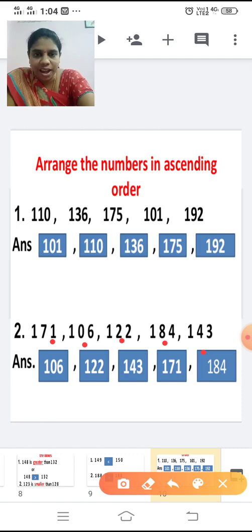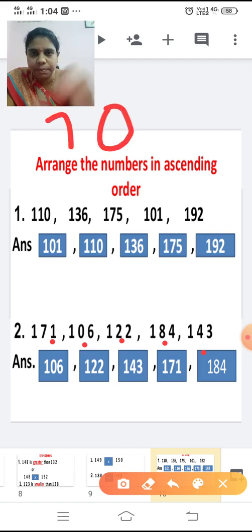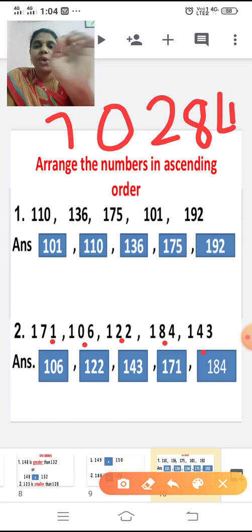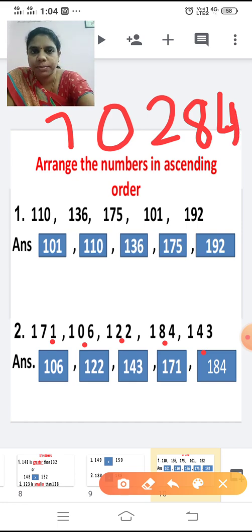So first come see the hundreds place. All the numbers we have 1. So now see the tens place. First number we have 7 in the tens place. Second number 0, 2, 8. Last fourth number and last one 4. Now tell me which is the smallest. Which is smaller out of these 4, 5? 0, right? So 106 is the smallest.